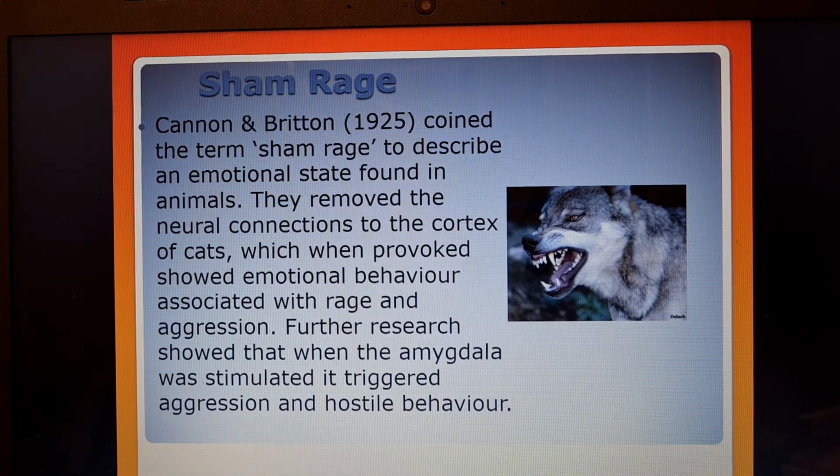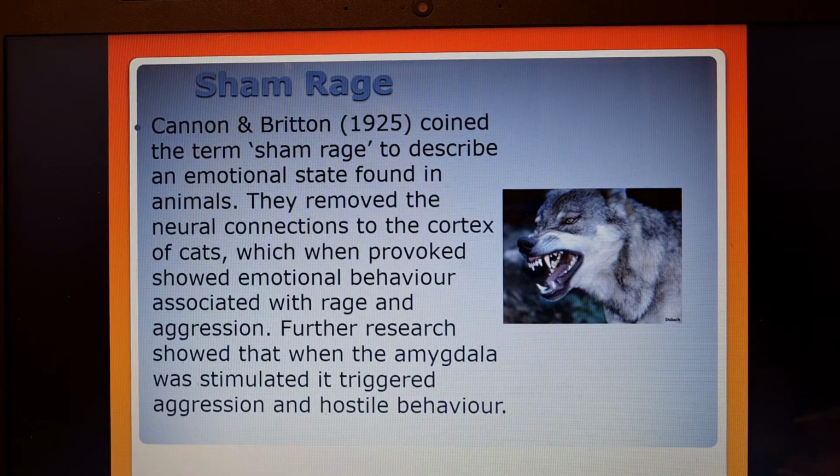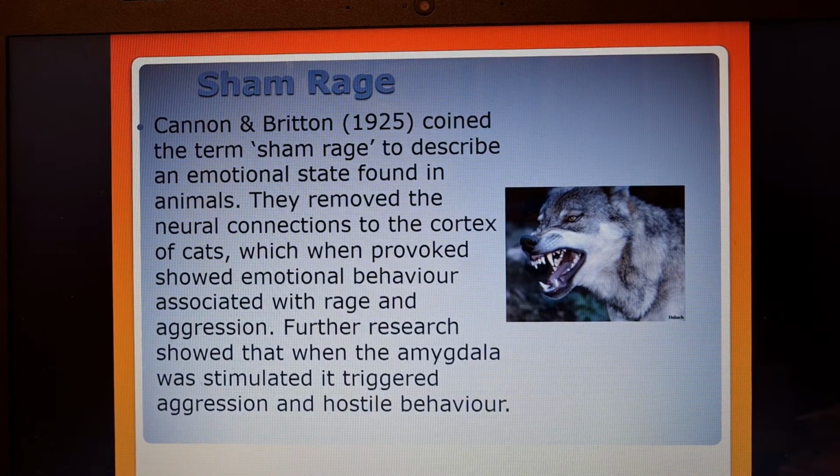Sham rage. So sham rage is a term that's really used to describe an emotional state, and it's mostly linked with animals. A lot of research has been carried out on animals, where they've removed neural connections to the cortex of cats and several other different types of animals. And when they are provoked, they do show emotional behavior, which is associated with aggression and rage.